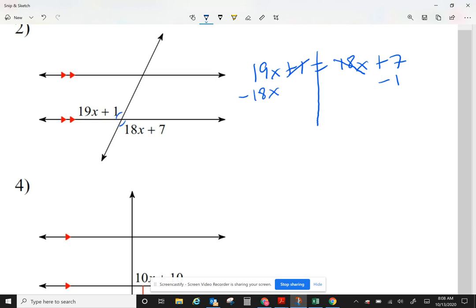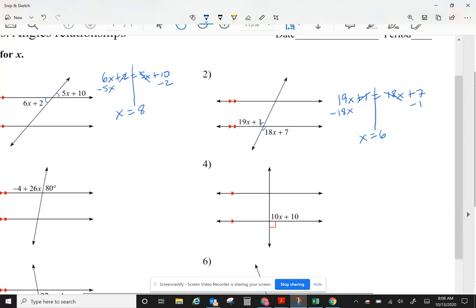So on the left, I have 19 minus 18. I know that's 1. So that's 1x. 7 minus 1 gives me 6. So x is equal to 6. Once again, on the homework, just type in 6. Don't type in x equals, just 6. So that's the vertical angle theorem.